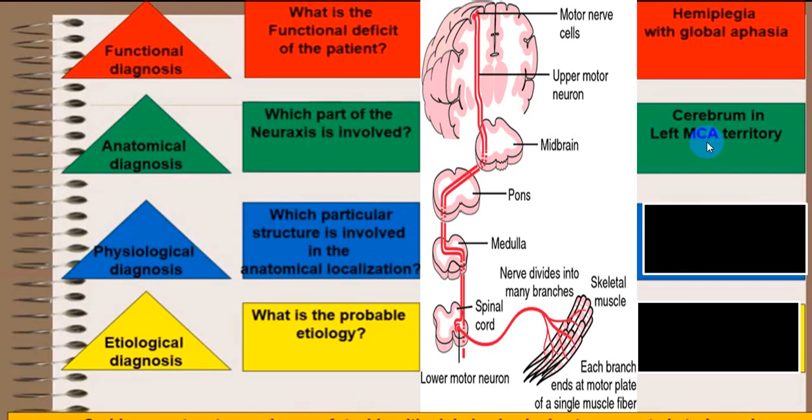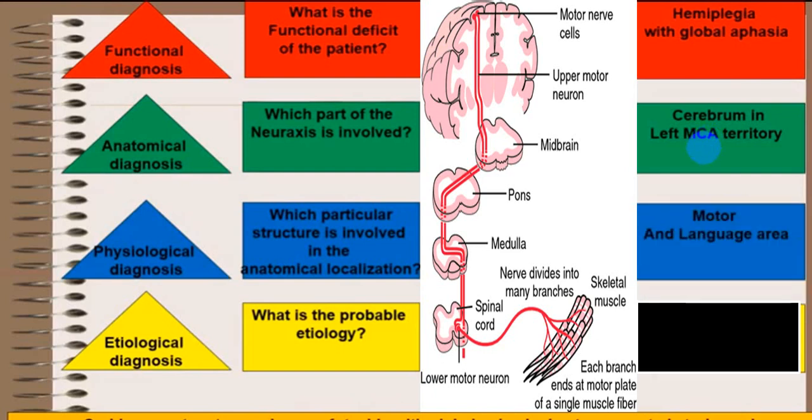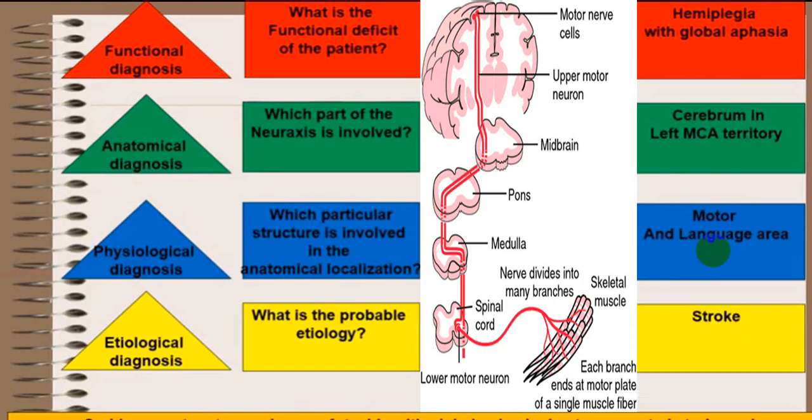So it will be the left middle cerebral artery territory, and it is involving the cerebral cortex, that is the frontal lobe and parietal lobe. In the frontal lobe, Broca's area; in the parietal lobe, Wernicke's area. So in the frontal lobe, the motor area with Broca's area is affected, and in the parietal lobe, Wernicke's area with other associated areas will be affected. So the final diagnosis will be stroke because it is a vascular involvement. You will have to combine all four. So the person is having left middle cerebral artery involvement, producing hemiplegia with global aphasia, and this will be labeled as stroke.